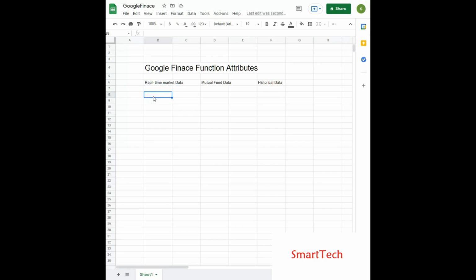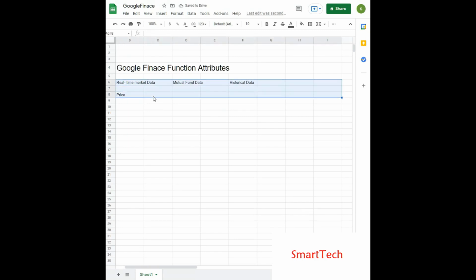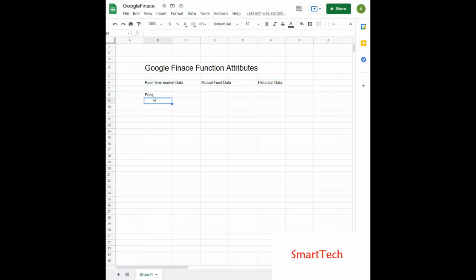So basically the first is price. That means the market price of the stock, delayed by up to 20 minutes. The second function is price open, the opening price of the stock for the current day. The third one is high, the highest price of the stock traded on the current day. And the fourth one is low, that means the lowest price of the stock traded for the current day.